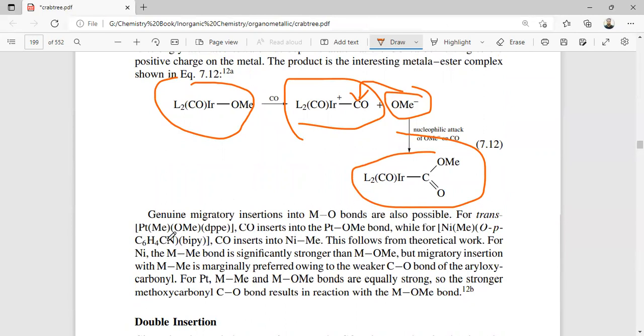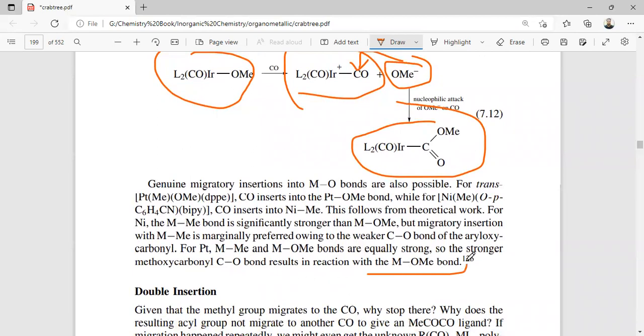The MeO-Pd-Pt CO insertion is into the Pt-OMe bond, whereas for Ni-MeO, CO insertion into the Ni-Me bond is followed. For Ni, the Ni-Me bond is significantly stronger than the Ni-OMe bond. But the migratory insertion with the Ni-Me is preferred owing to the weaker C-O bond of the alkoxycarbonyl. For platinum, the Pt-Me and Pt-OMe bonds are equally strong, so the stronger methoxycarbonyl C-O bond results in insertion in the direction of the M-OMe bond. So next we will discuss the double insertion.